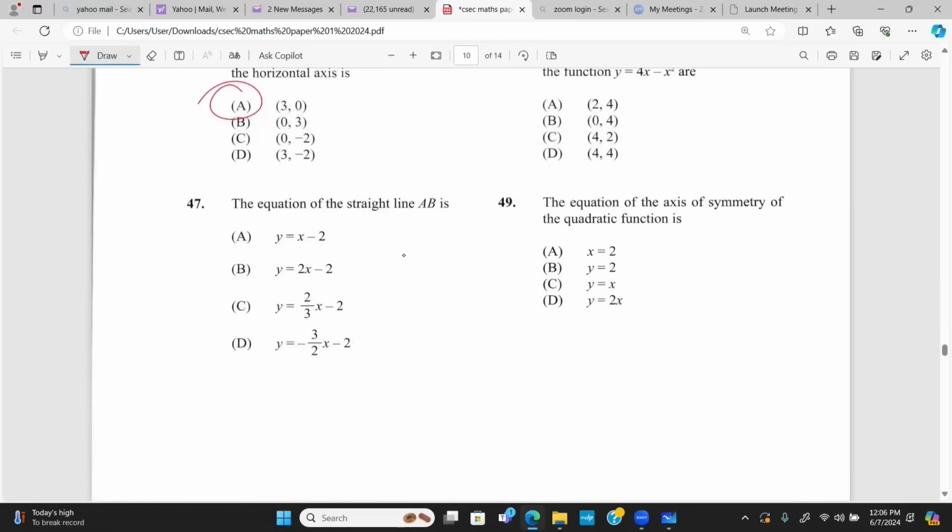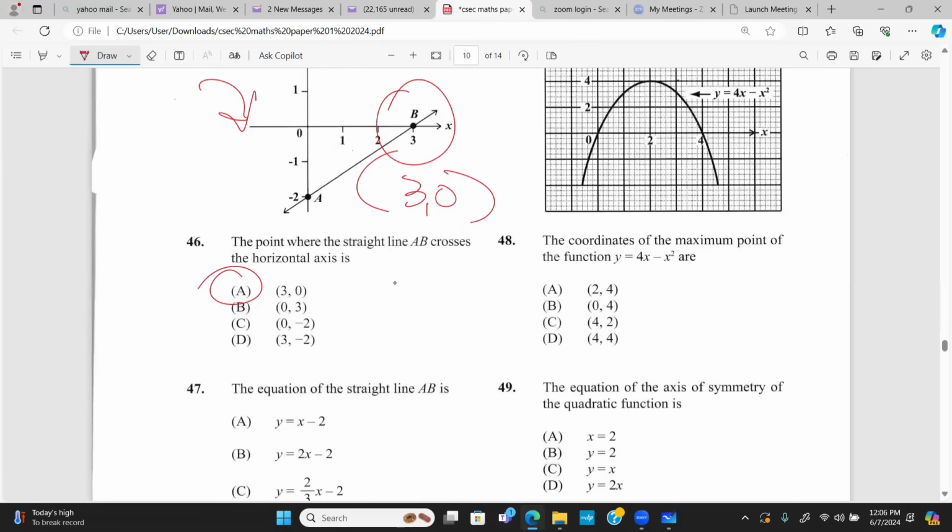Next, the equation of the straight line AB is what? Now, what you want is a slope and the y-intercept. So here's the y-intercept already. But the slope is rise over run. Look, rise is 2, run is 3. So it's going to be 2 over 3, and it's positive because your line is going that way.